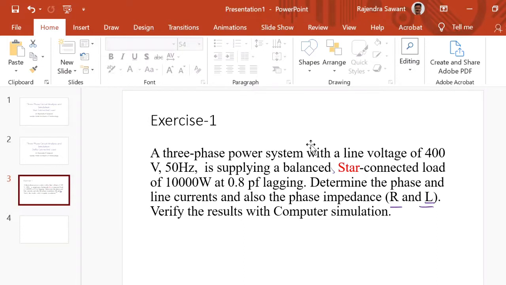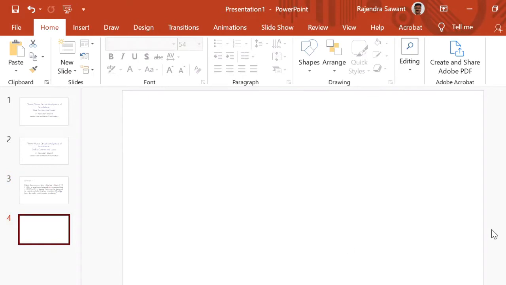So specifically, we want to find out what is the resistance of this particular phase impedance and the inductance of the phase impedance. So mind well, this is a balanced load. So phase impedances at all the phases are the same, they are identical to one another. So we shall be dealing with the analysis first, and then later on we'll verify our analysis results from the computer simulation. So let us work out this problem.